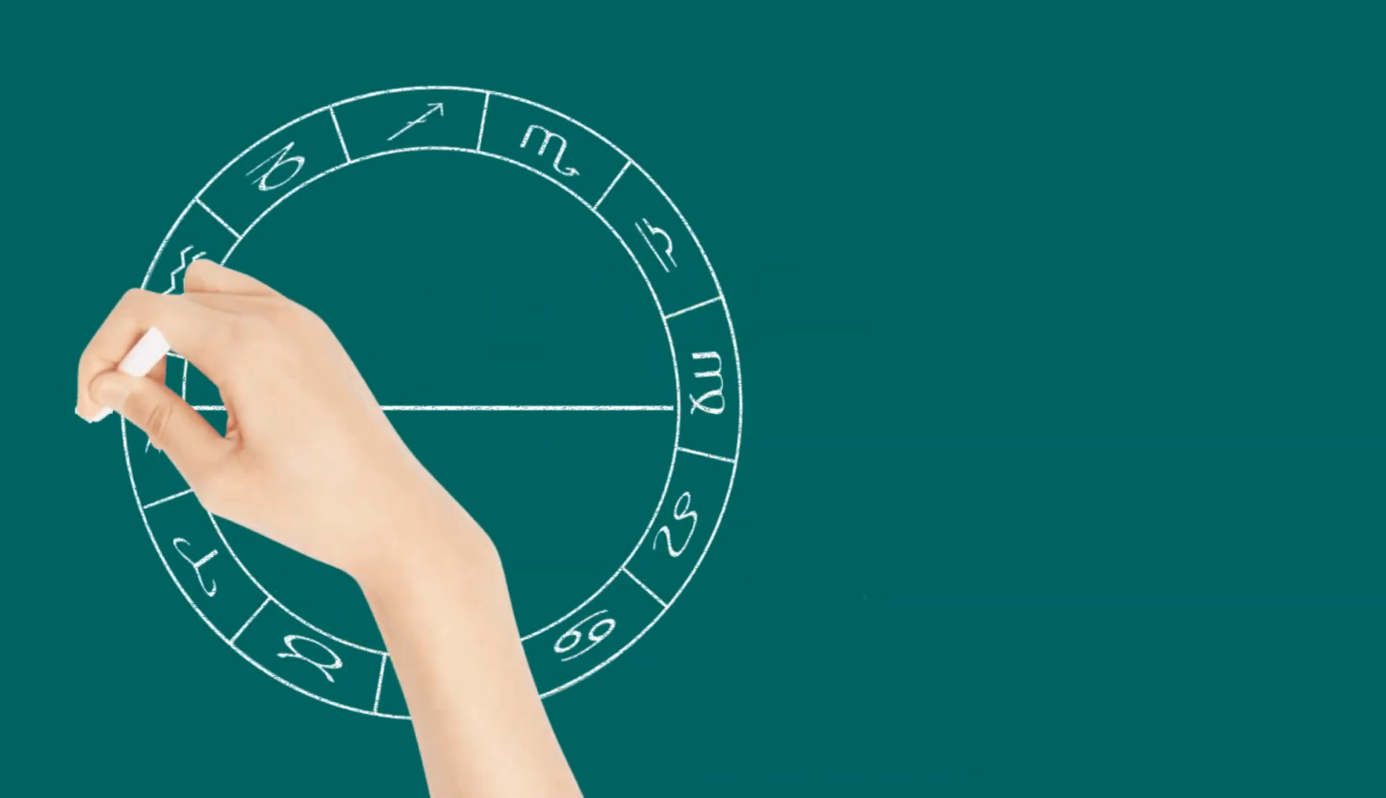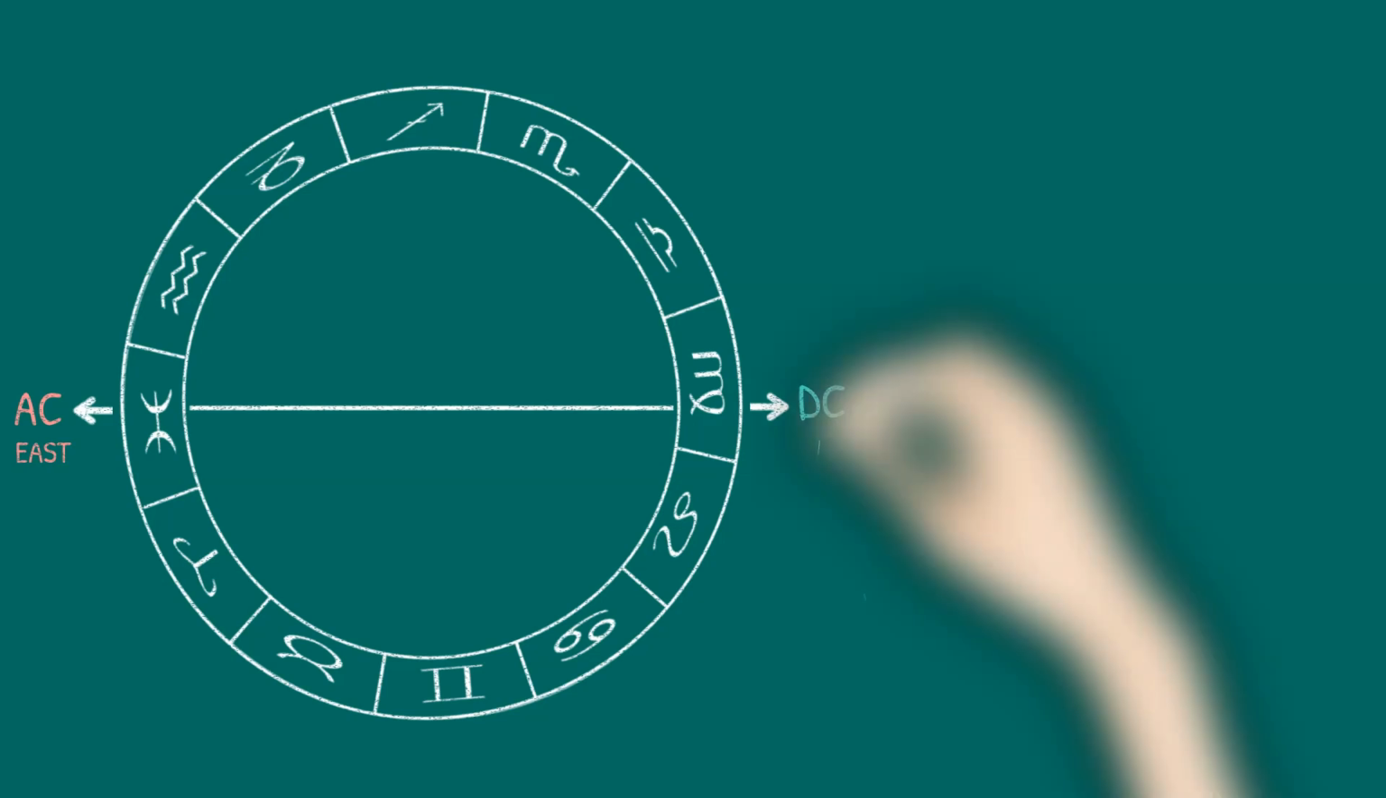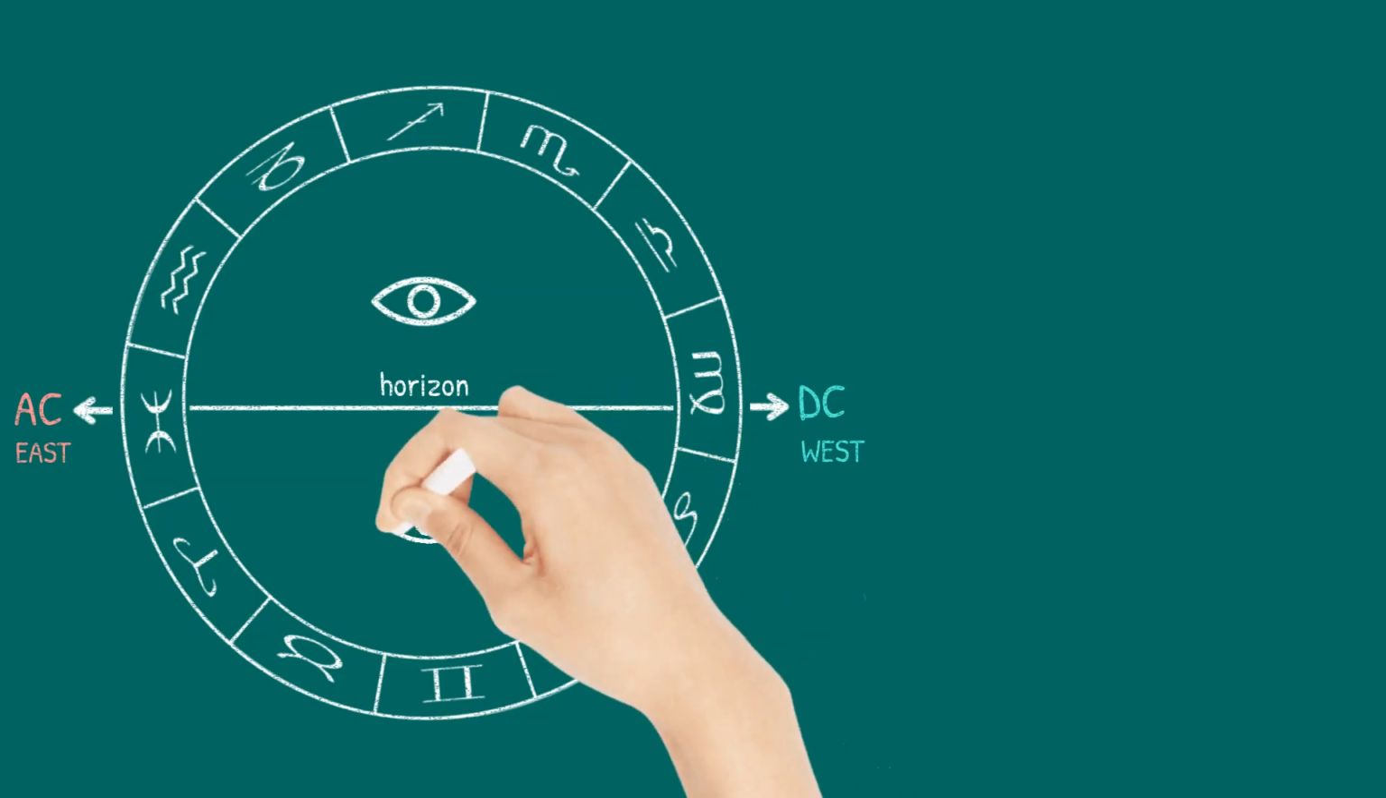Perhaps you remember this line in the birth chart, which is the line that goes from the ascendant to the descendant. The ascendant is the zodiac sign that was rising in the east at the time of birth, and the descendant is the sign that was setting in the west. This line represents the horizon, and all planets that are above this line in the birth chart were theoretically visible in the sky at the time of birth, while all planets below this line were not visible.